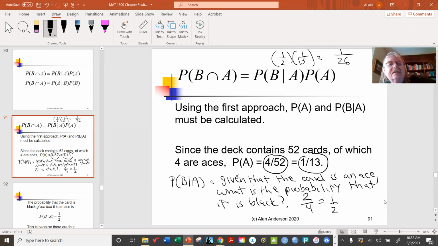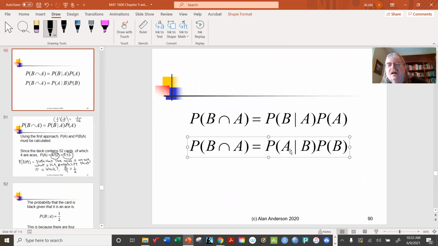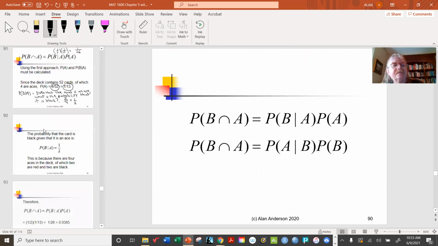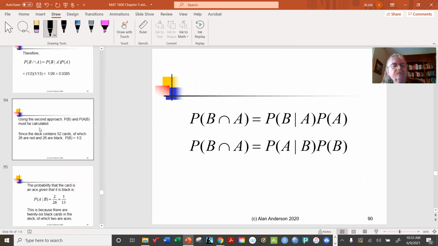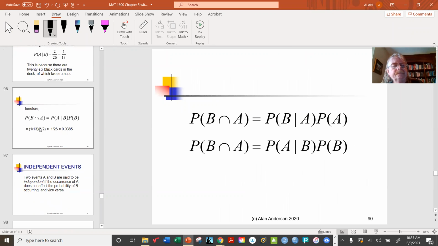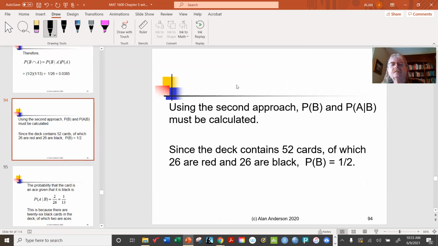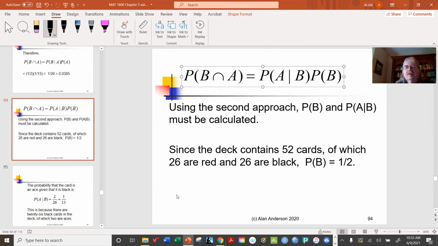Now it's time for the second version of the multiplication rule. Let's try that. Okay, so P of B, the probability of B, is 1/2. Why? Because in a 52 card deck, 26 are red and 26 are black. So this probability is 26 out of 52, or simply 1/2. The challenging one is A given B. So how does that work?